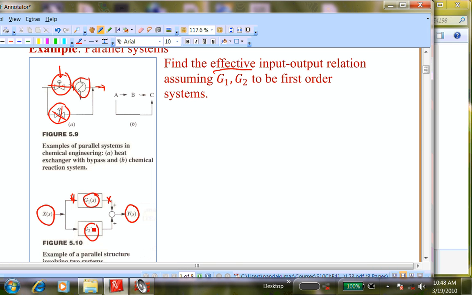Okay, any other questions? So the question is, find out y divided by x, the effective transfer function. I call it as GE. Okay, so how do I do that? I'm going to call this as x1 and x2. The output from the first block as x1, the output from the second block as x2. So, but x is the same thing that feeds both of them.